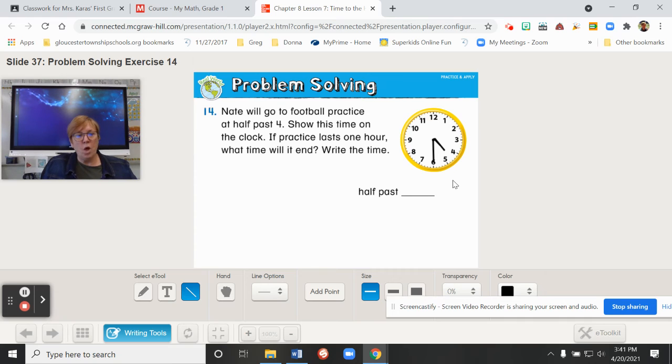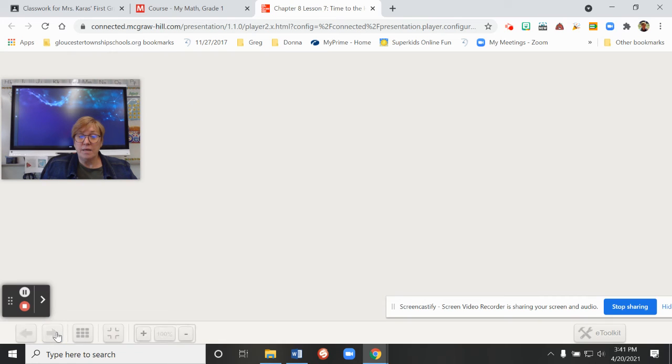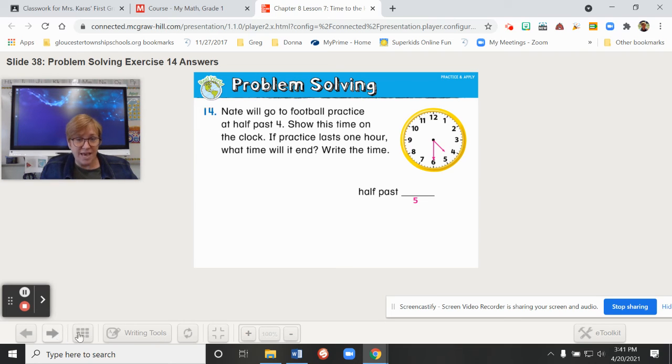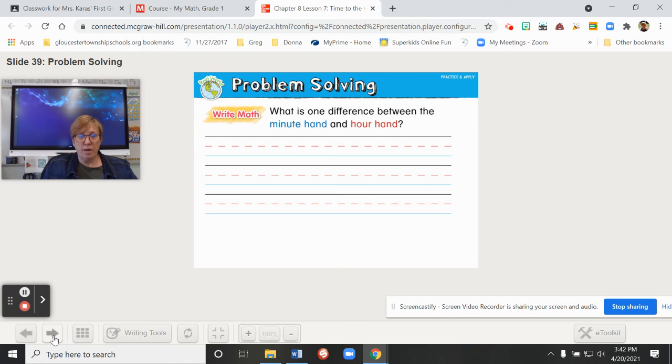Now, if it's 1 hour, that means this minute hand goes all the way around: 5, 10, 15, 20, 25, 30, 35, 40, 45, 50, 55, 60. It goes 60 minutes. All right, so that means what time? It's 5:30. Let's see. 5:30, yes, because remember, when it moves an hour, it's just going one more. 4 plus 1 is 5. Okay? All right, let's look now.